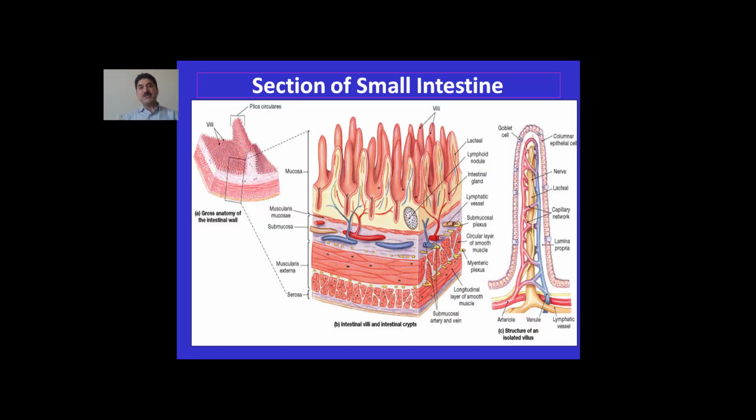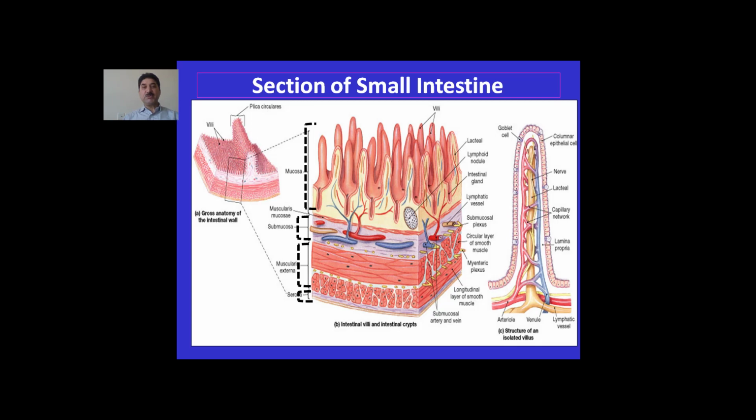Now let us take a section of the small intestine. What is the general plan of the gastrointestinal tract? The gastrointestinal tract throughout is formed of four layers. The innermost layer is mucosa. Below the mucosa there is submucosa. Below the submucosa we have the muscular layer. The smooth muscles here are arranged in an inner circular and an outer longitudinal layer. Then outer to that is serosa. Serosa is basically visceral peritoneum.